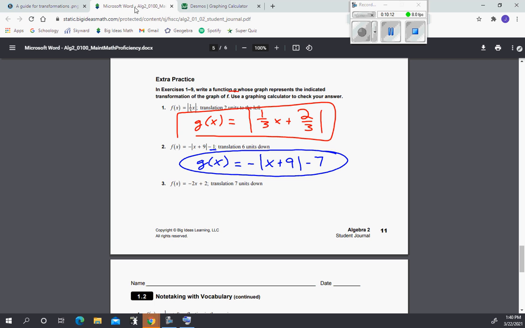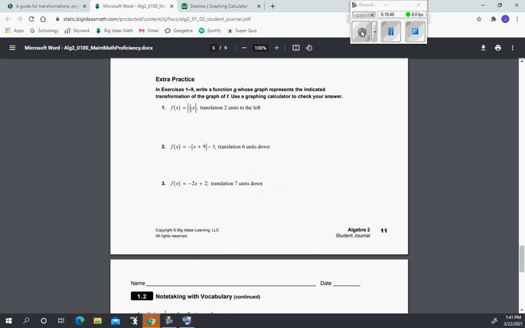The last one, f of x equals negative 2x plus 2. We want to go down 7 units from that plus 2, so we're going to be at g of x. Nothing changed for that negative 2x, so that's just going to stay the same. Plus 2 minus 7, we're going to be at minus 5. Okay. Moving on.